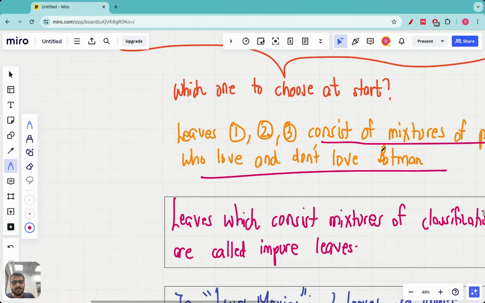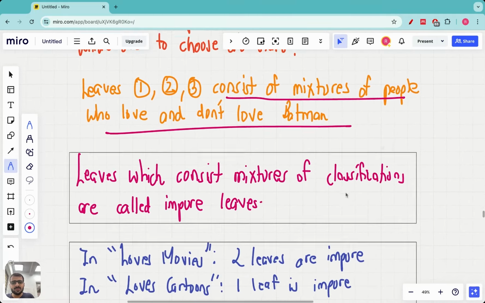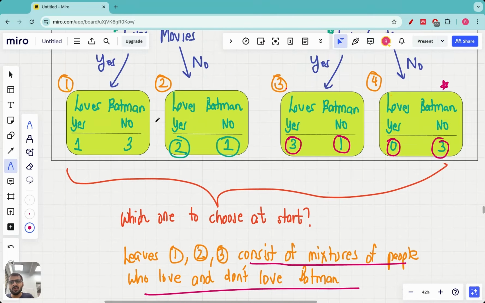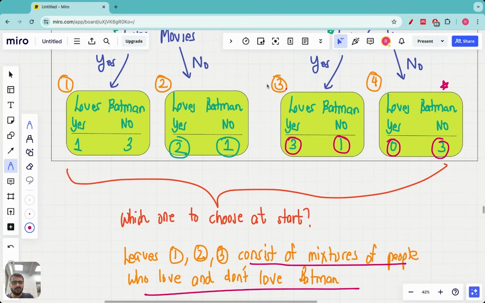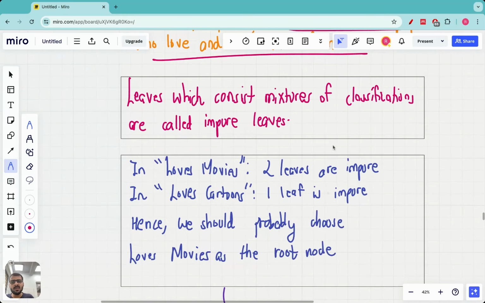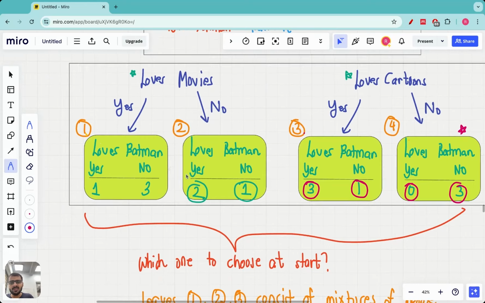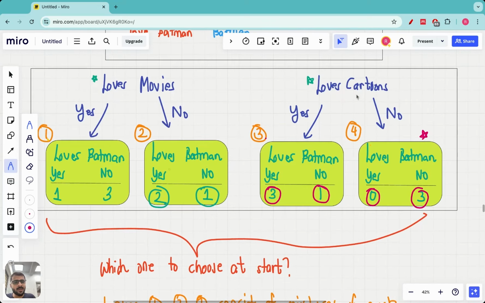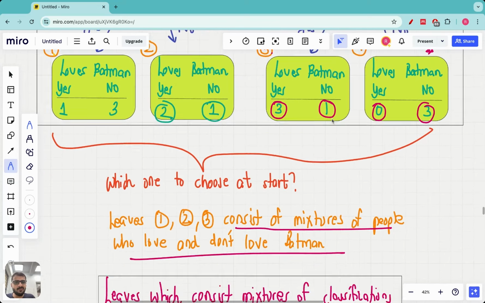So there is a terminology here. Leaves which consist of mixtures of classification are called impure leaves. So leaves 1, 2 and 3 consist of mixtures. They are impure. Leaf number 4 is pure. So in the loves movies question, there are actually leaves 1 and 2 and both of these leaves are impure. So in the loves movies question, there are two leaves which are impure. In the loves cartoons question, there is only one leaf which is impure.